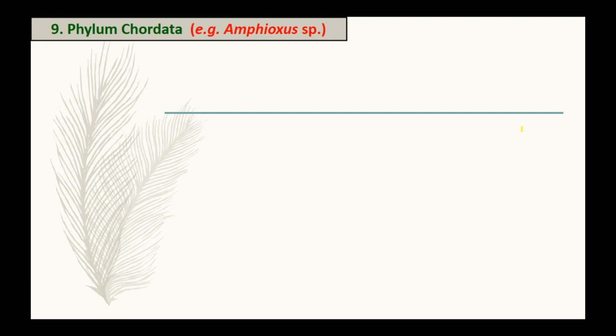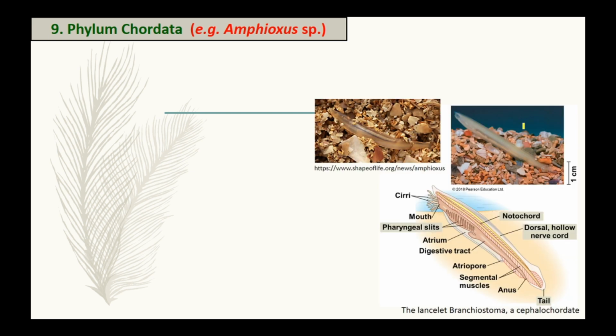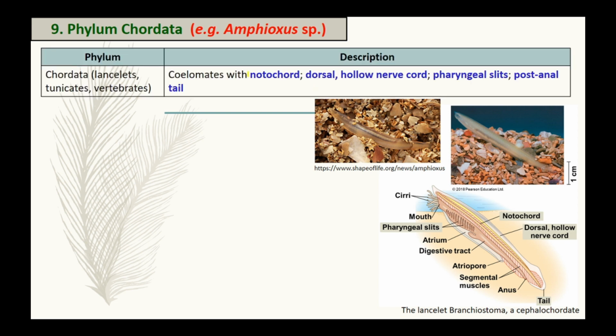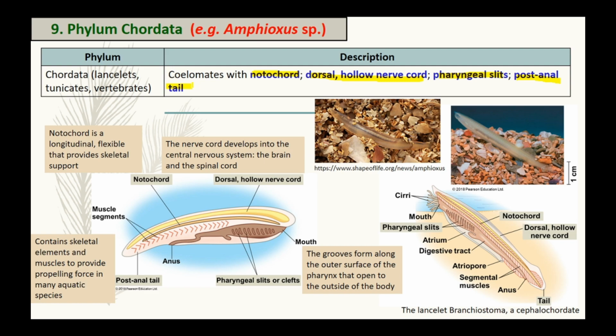The last phylum is Chordata. The main example is Amphioxus sp, that is the lancelet. The main characteristics of all chordates are notochord, dorsal hollow nerve cord, pharyngeal slits, and post-anal tail. All this will be discussed in detail in the tutorial class. That's all for Kingdom Animalia.